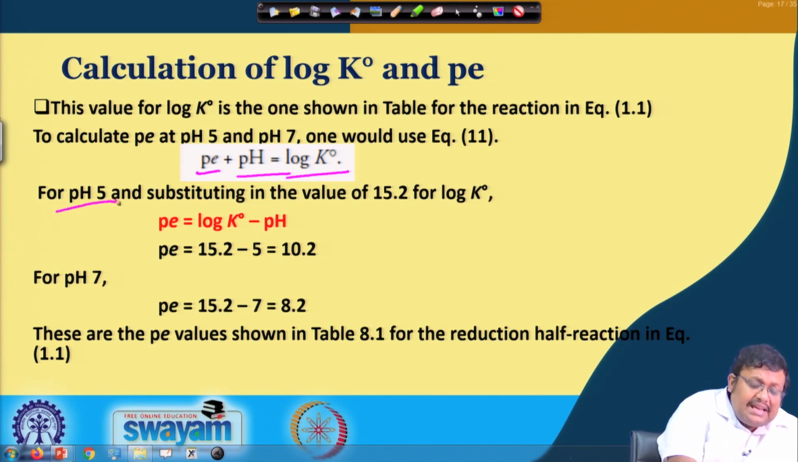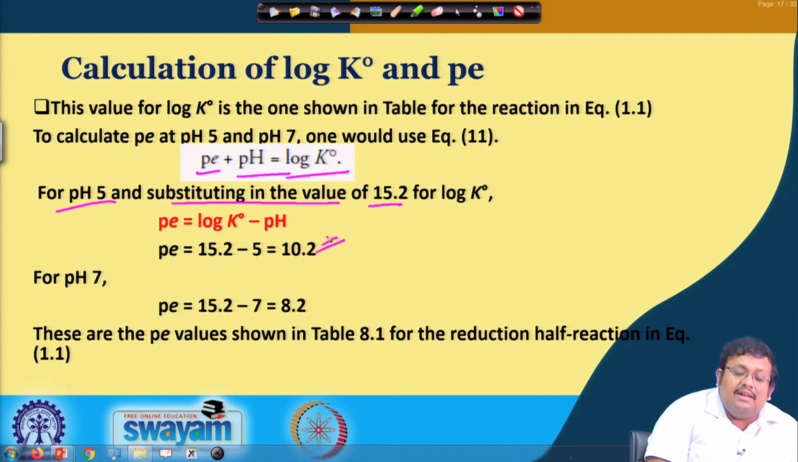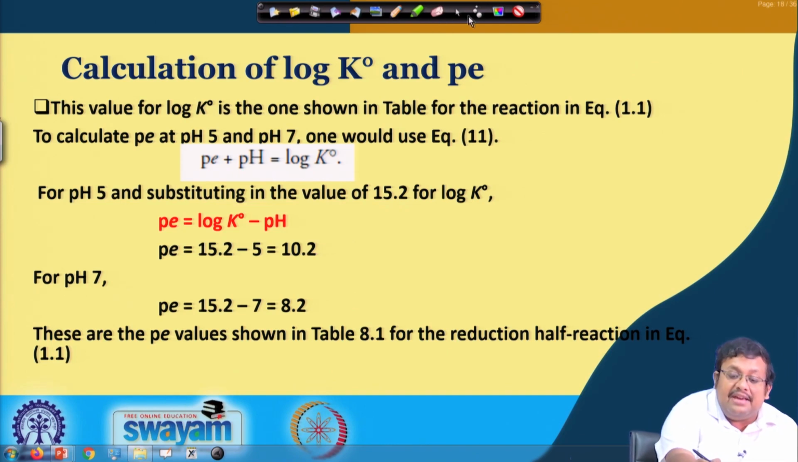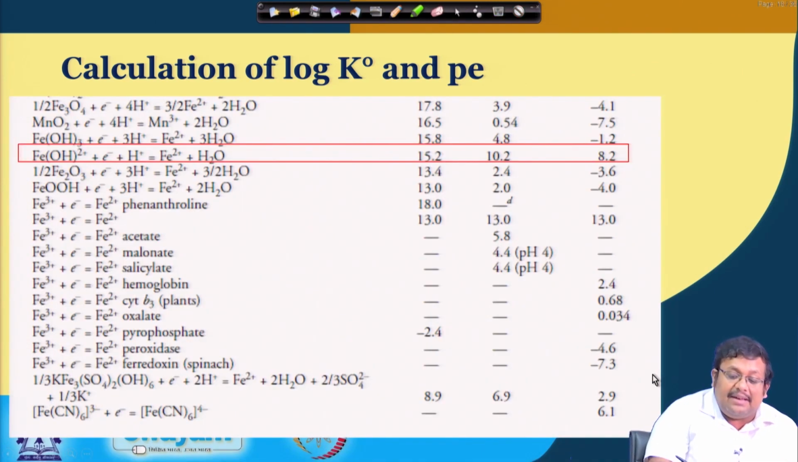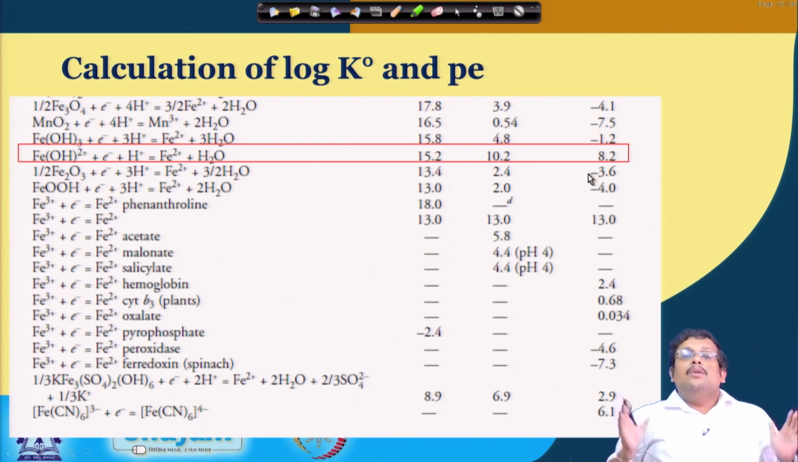Now, for pH 5, substituting the value of 15.2. So, we know the value of log K0 equal to 15.2 and pH 5. So, we get a value of P of 10.2, and for pH 7 similarly inputting the values, we are getting the value of 8.2. So, we can verify these values with the table which you have seen: 15.2, 10.2 and 8.2. So, this is how we calculate the value of log of K0 as well as the P at different pH levels.